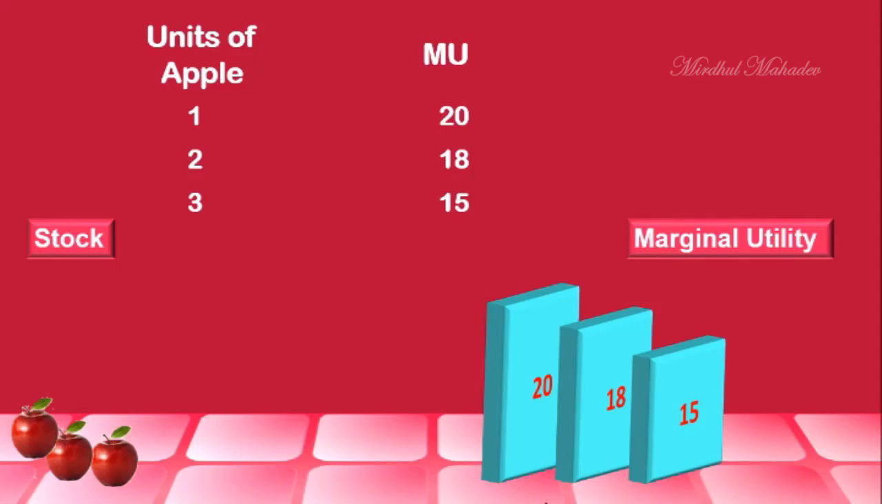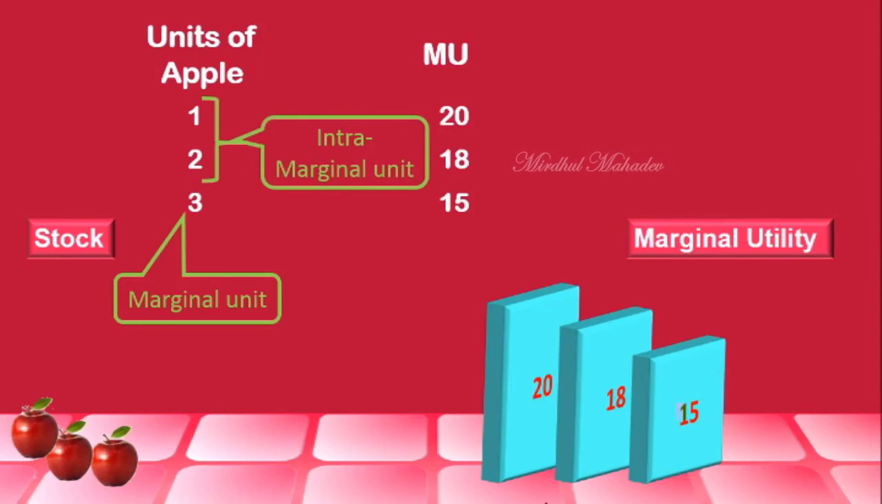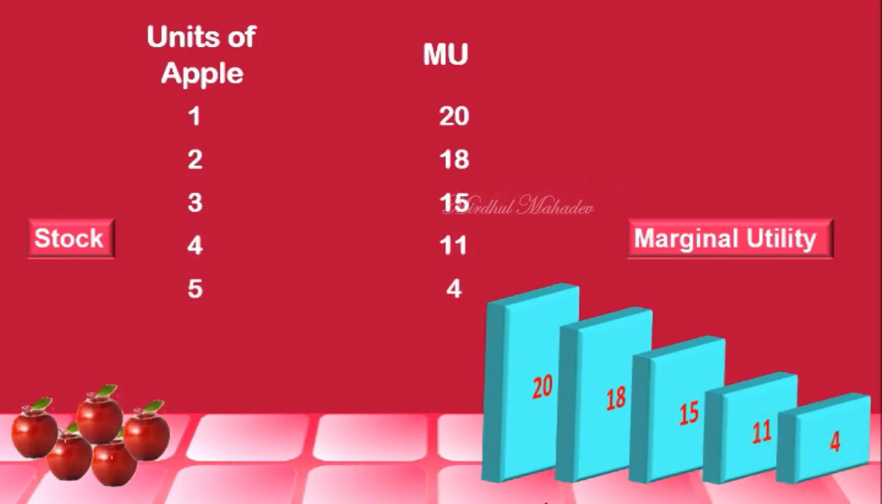It is apt time for you to understand that the amounts are not actually paid by the consumer. They show only his willingness or the extent of desire. Again, with the consumption of a new apple, the apple last consumed becomes the marginal unit and the earlier units become intramarginal units. The same happens when he adds the fourth and fifth apples. He gets 11 and 4 units of utility respectively.